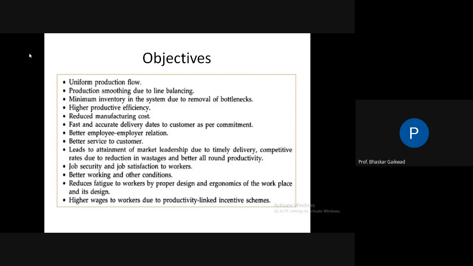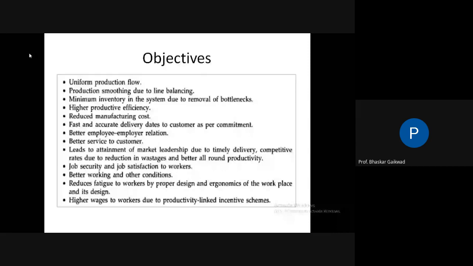Higher wages to the workers due to the productivity linked incentive scheme. See that if you make use of the work study accordingly, wage systems should be there, incentive systems should be there, motivational things should be there. And once these things are there, the efficiency or performance of the workers will increase, and because of that it will help to increase our production and productivity. So these are the objectives of work study.